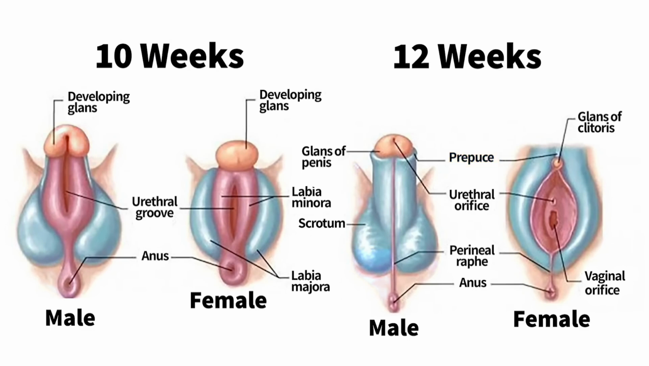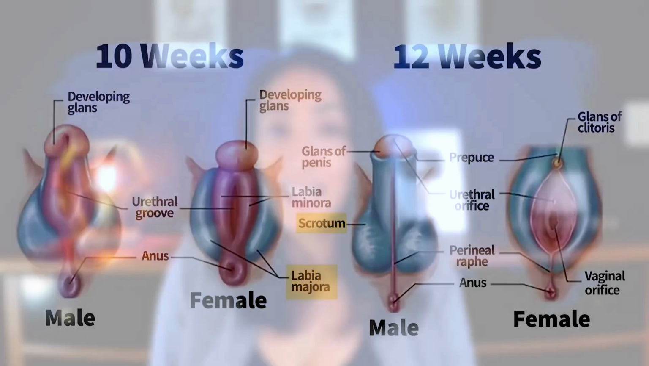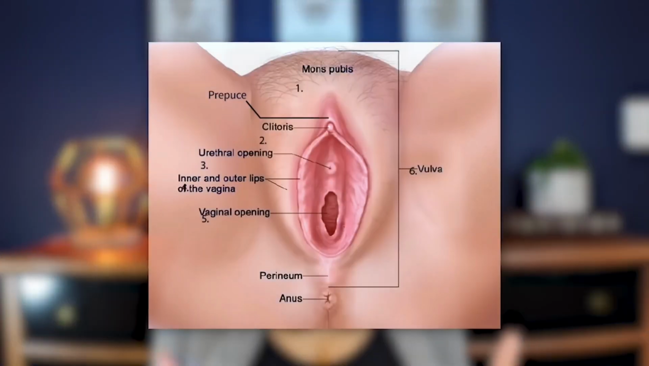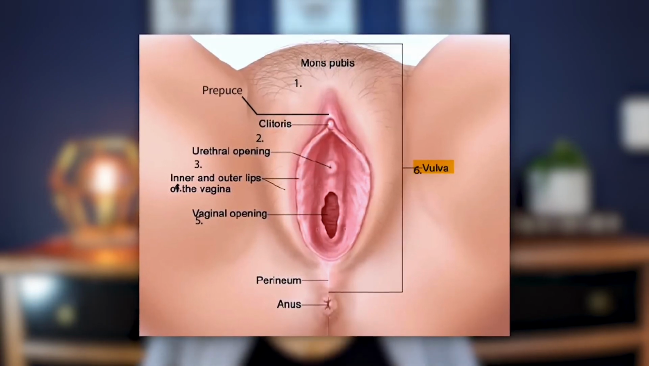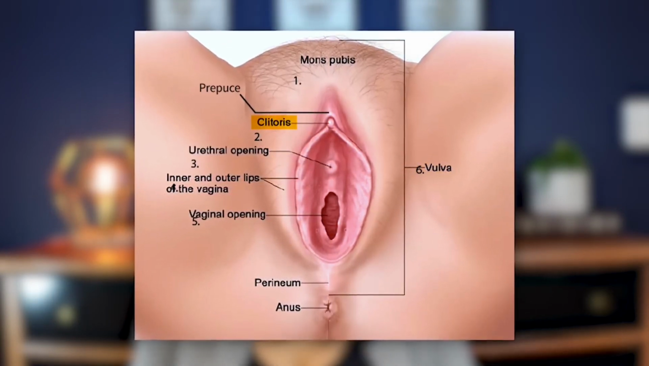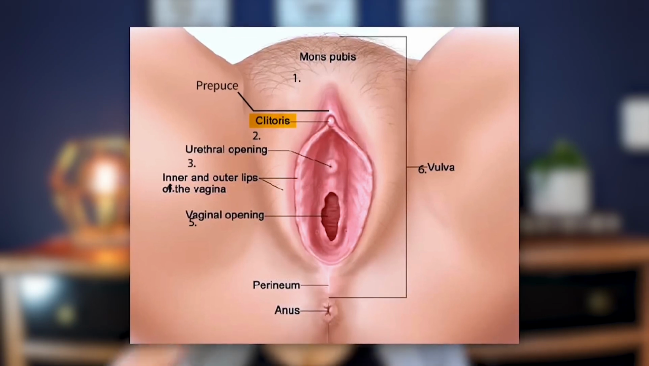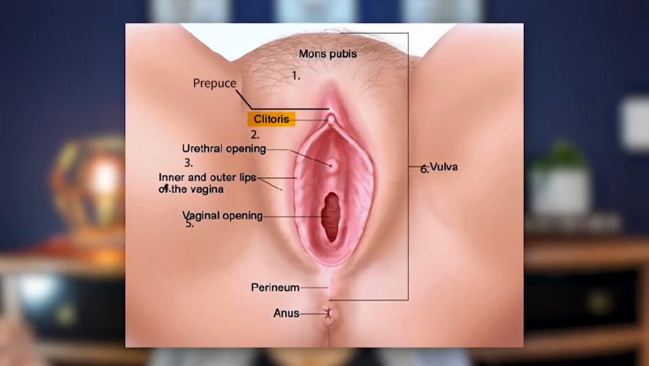And then when you look at the lips of the labia, or the outer and inner lips of the vagina, the scrotum is actually analogous or similar to the outer lips of the vagina. And that's called the labia majora. So everything you see in this picture is called the vulva. And then at the very top, you see the clitoris. And that is, again, as I mentioned, analogous to the head of the penis.